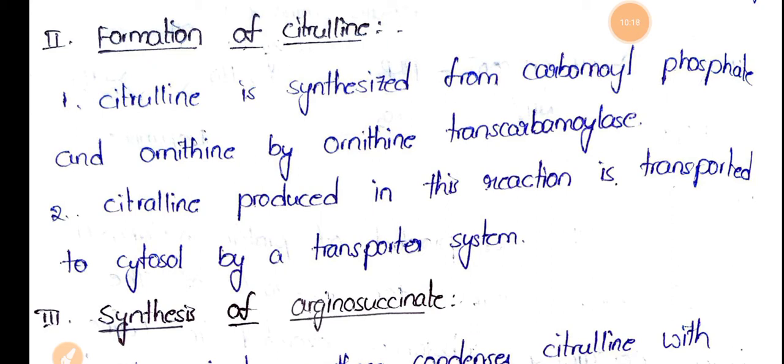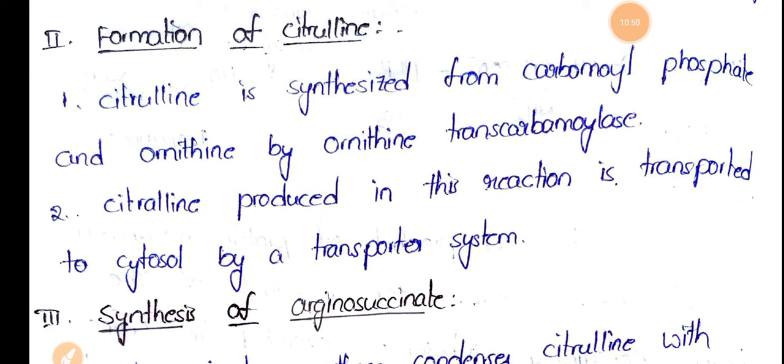So as the first two enzymes responsible for this urea cycle are not present in the cytosol, these two reactions will be carried out in the mitochondria. So here citrulline, which is produced in the mitochondria, will move towards the cytosol for further reaction. So citrulline produced in the second reaction is transported to the cytosol by a transporter system.